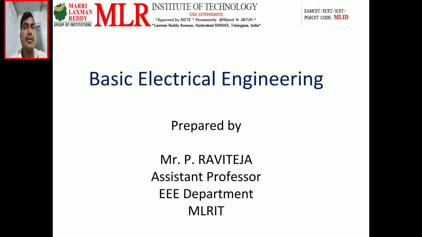In the last class, I discussed basic electrical engineering and the basic concepts of DC circuits: what is current, what is voltage, what is power, and what are the types of elements. In that I discussed the resistor and Ohm's law. Today I am going to explain the remaining concepts of DC circuits. The remaining elements are the inductor, the capacitor, and the types of sources.